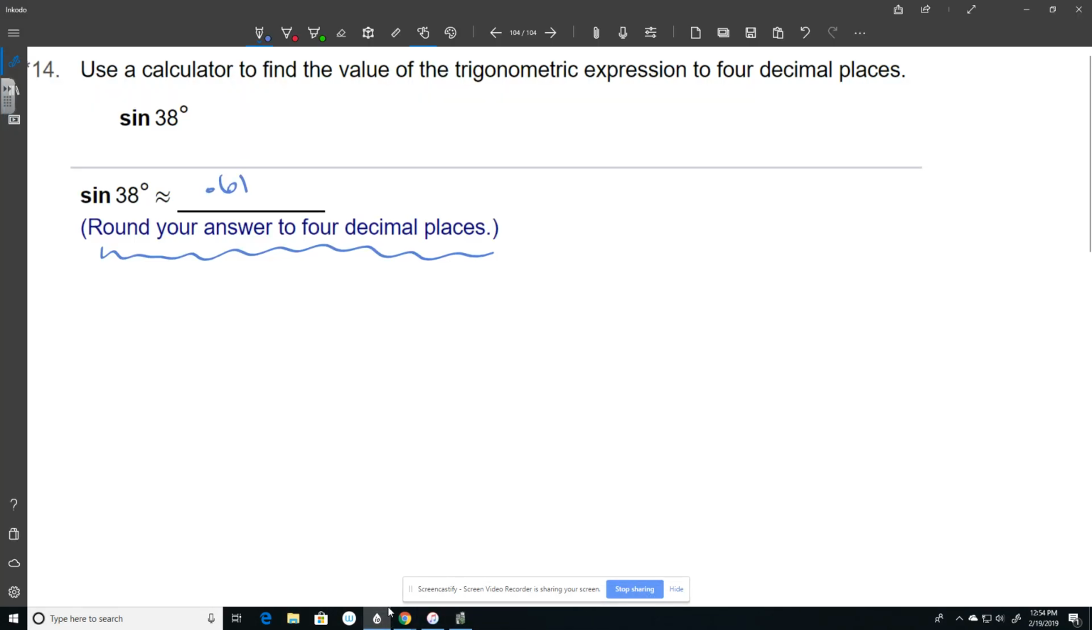Unfortunately, I think this one's going to get missed a lot on the test, and not because sine of 38 is difficult, but you're not going to earn partial credit if you do not round correctly. So make sure that you can round the way that it wants you to round, because really that's the only math you have to do on this problem.